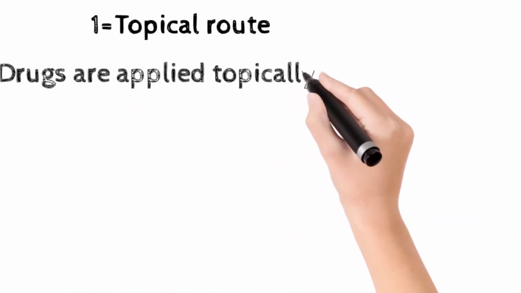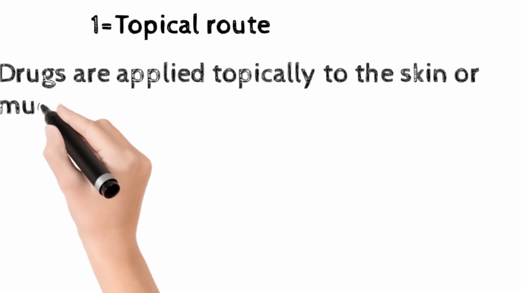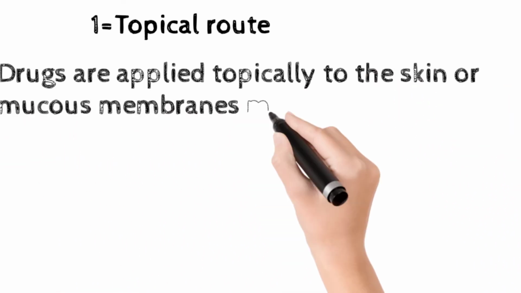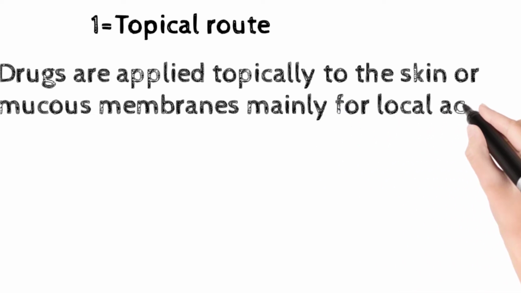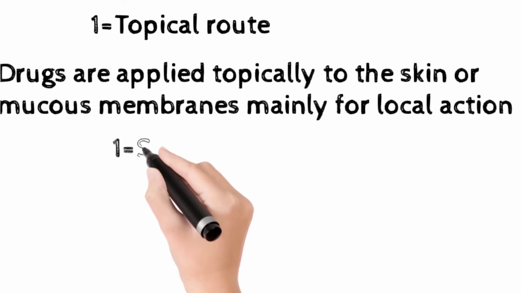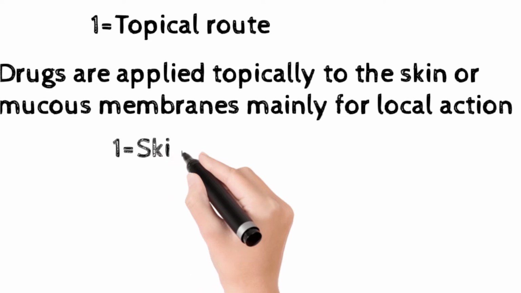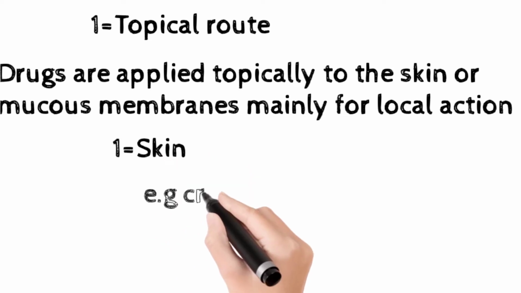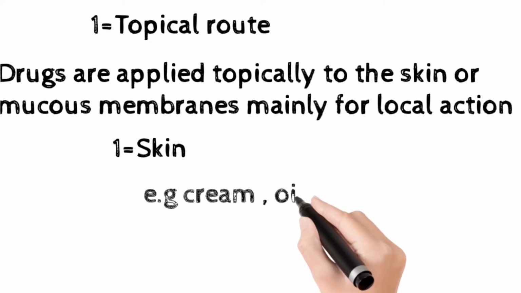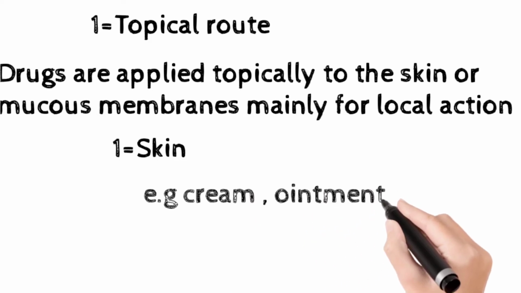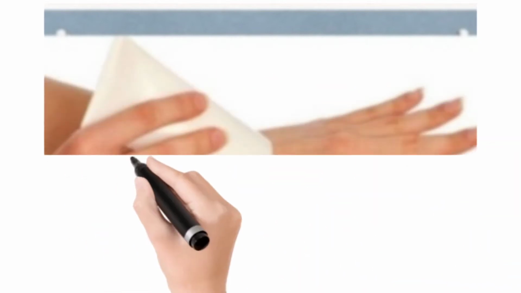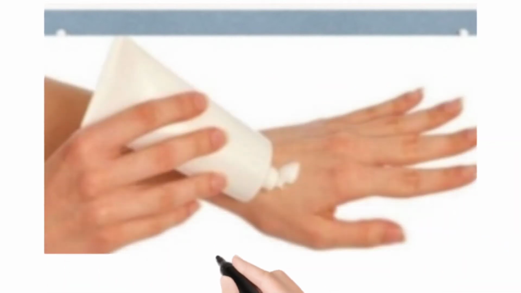Now in the topical route, drugs are applied topically to the skin or mucous membrane mainly for localized action. We already studied in classification that skin and mucosa came. Now in the topical route, first skin. For skin we use, for example, cream and ointment. Look at this diagram. This shows the application of ointment on the skin. This is the topical route.